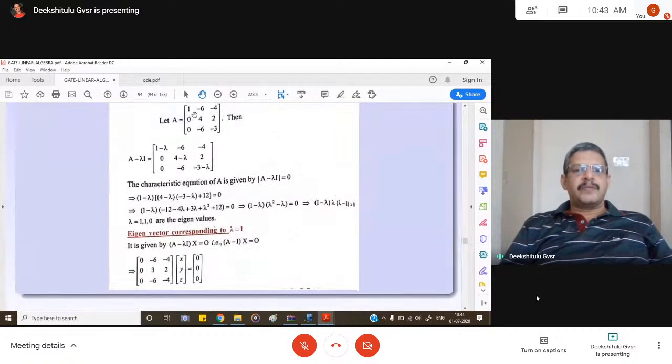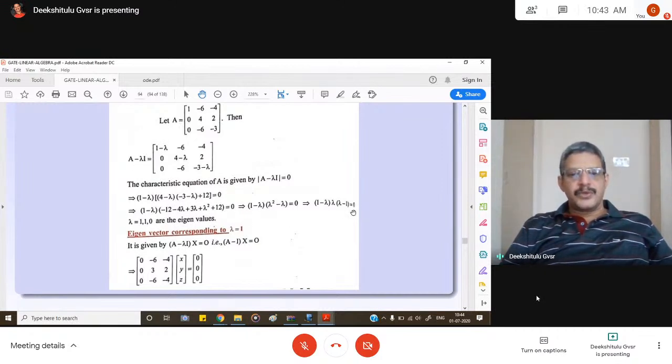So A is equal to 1, minus 6, minus 4, 0, 4, 2, 0, minus 6, minus 3. Then what are the eigenvalues and eigenvectors? So carefully you write the determinant of A minus lambda, equate it to 0, to get 1, 1, 0 as the eigenvalues. So this is one more important problem in the sense that the eigenvalues are repeated eigenvalues.